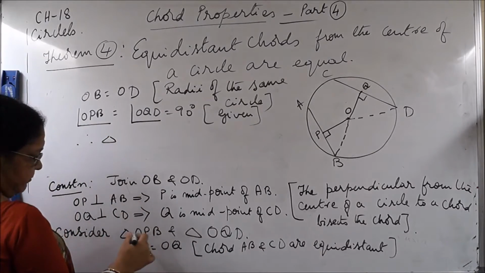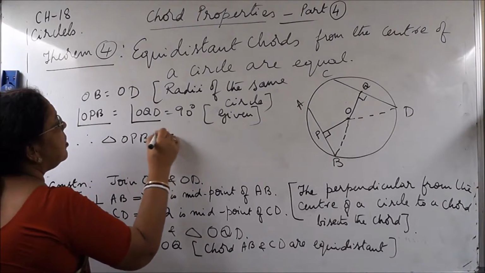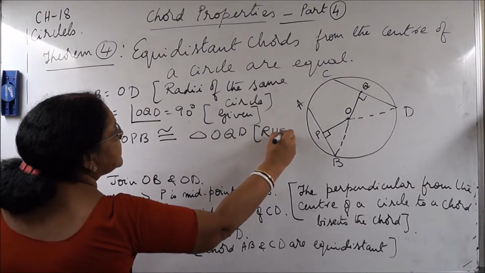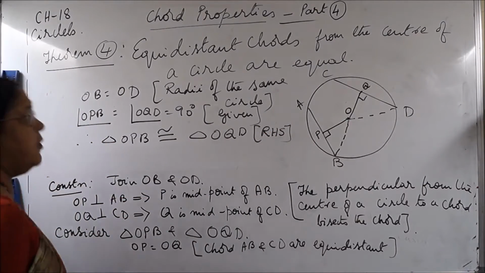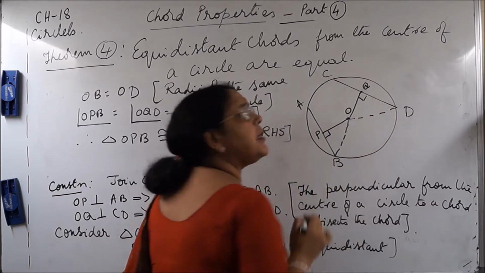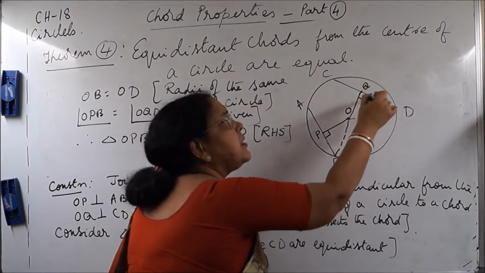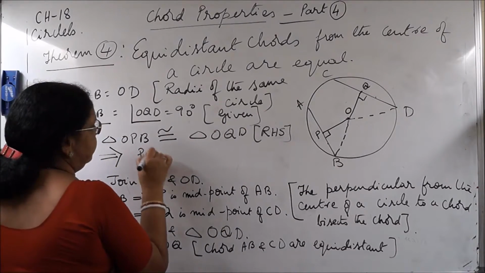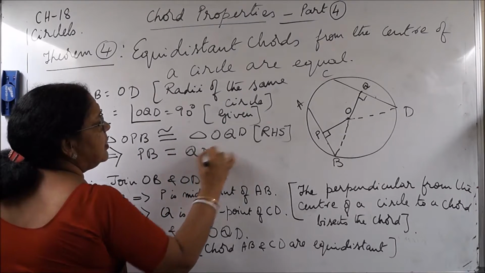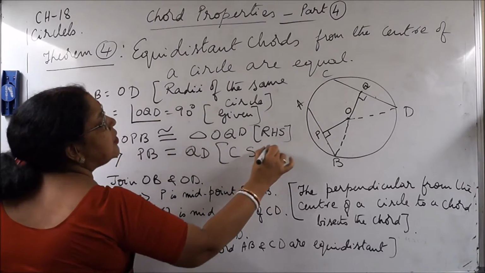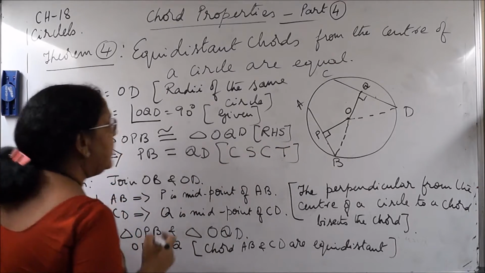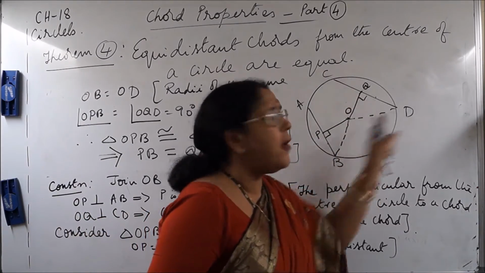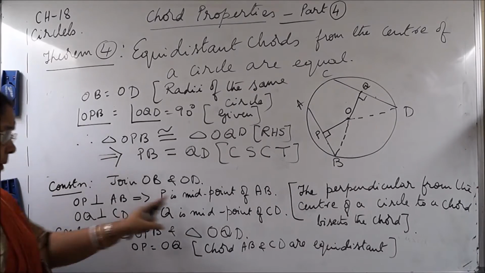Therefore triangle OPB is congruent to triangle OQD by the RHS test. So therefore PB is equal to QD. Why? Because they are corresponding sides of congruent triangles. Reason: corresponding sides of congruent triangles. But what is PB? Half of AB. What is QD? Half of CD. How did we come to know this?